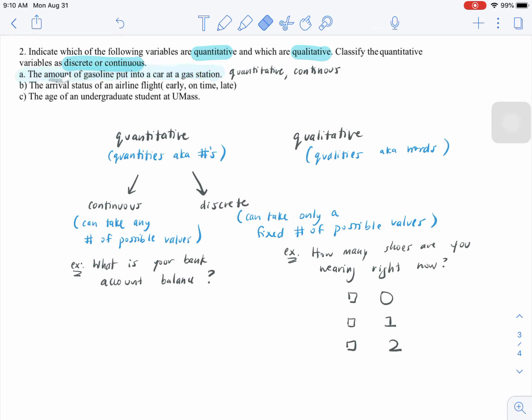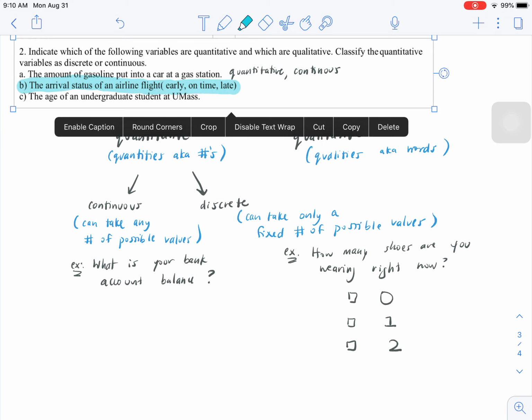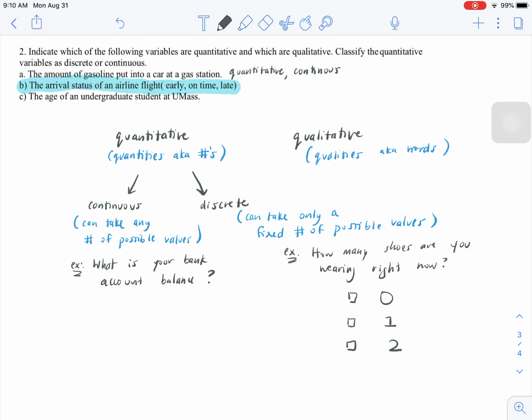Okay, let's look at part B. Part B, we want to classify the arrival status of an airline flight. And it tells us that the airline can either be early, on time, or late. So my choices here, right, for this random variable, these are not quantities, right? They're not numbers. They're words. Early, on time, or late. So that tells me this is a qualitative variable.